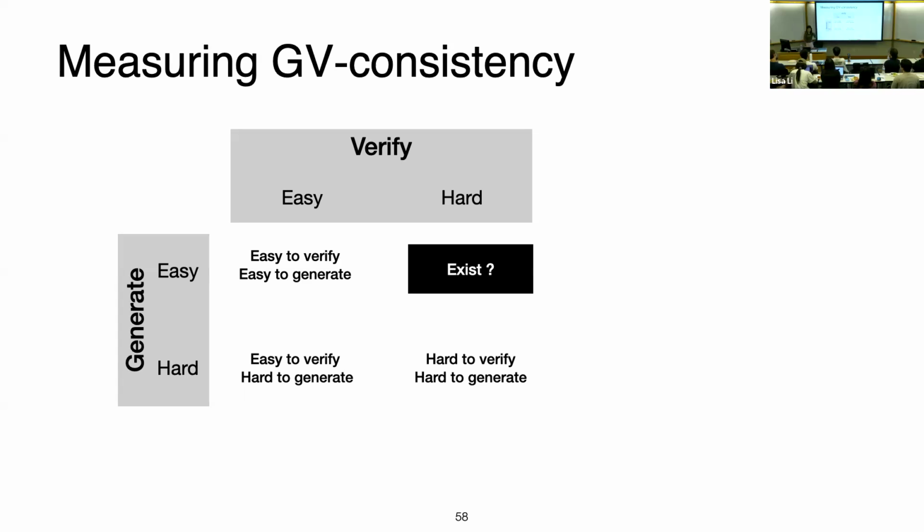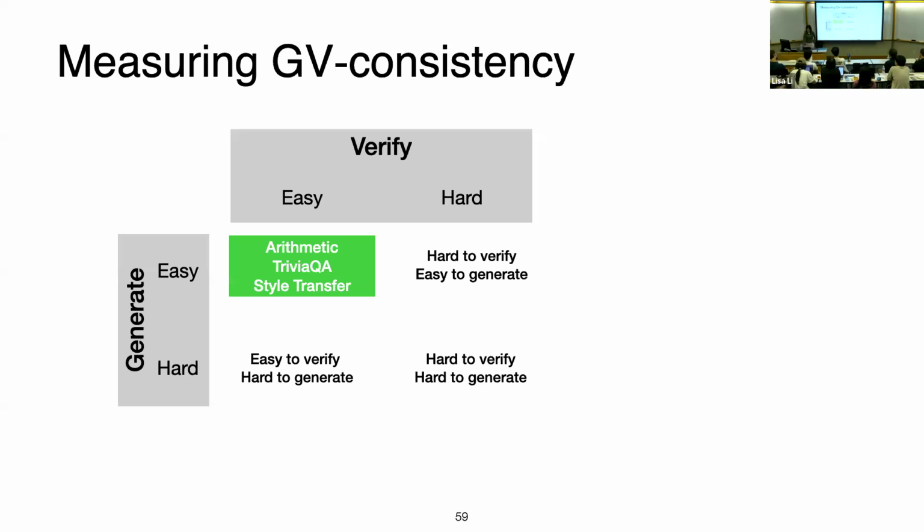Because the second column, well, first we doubt whether this thing ever exists. And also maybe it's too hard for GB consistency when things are both hard to generate and to validate. So for example, for the easy to verify, easy to generate category, we think that some classic NLP tasks would fall in here. For example, arithmetic questions, trivia QA like knowledge intensive stuff, or style transfer.